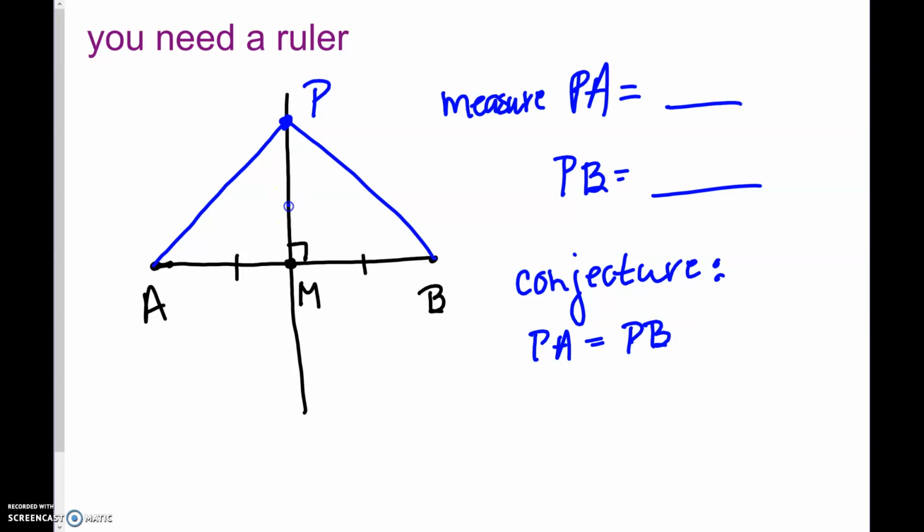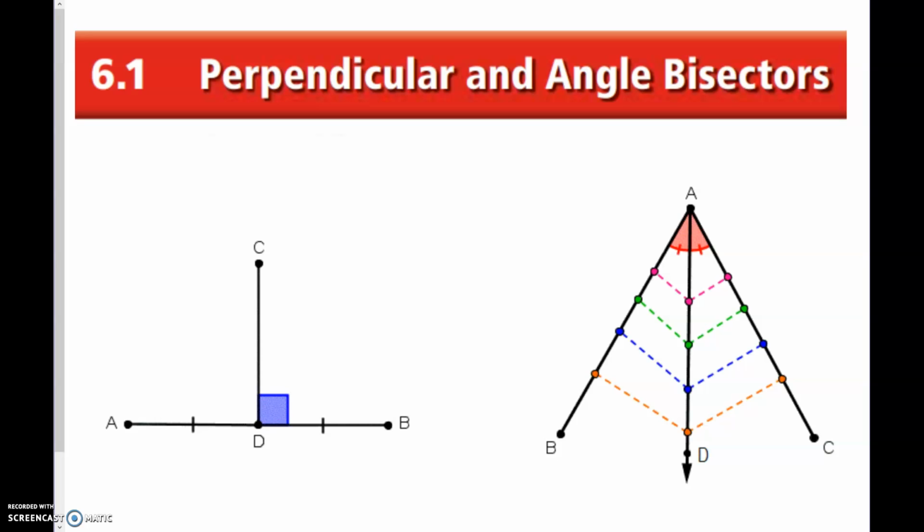Now, if you do another point here and call that X, XA should be congruent to XB. And if you do another one down here and call that N, NB should be congruent to NA. What's happening is we're putting a point every single time that's on the perpendicular bisector. And a point that's on the perpendicular bisector is always equidistant from the two sides. So that's what we're talking about today, perpendicular and angle bisectors.